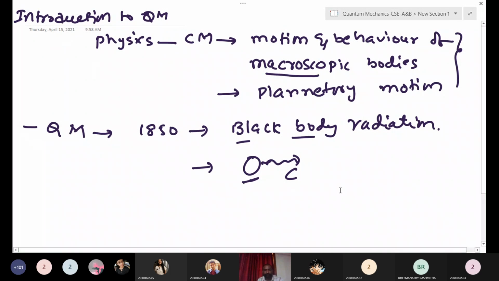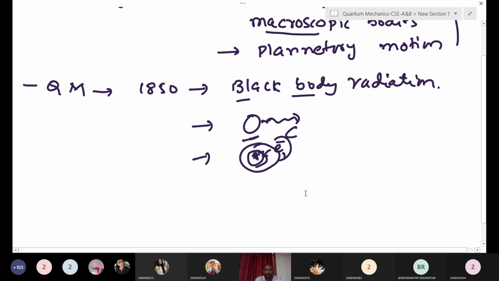Also, at the atomic level, we know there is a nucleus and electrons revolve around the nucleus. Using classical physics laws, they cannot explain how these electrons revolve, how the nucleus stays stable, and why the electron does not fall into the nucleus. These phenomena could not be explained using classical mechanics. That's why quantum mechanics came into the picture.